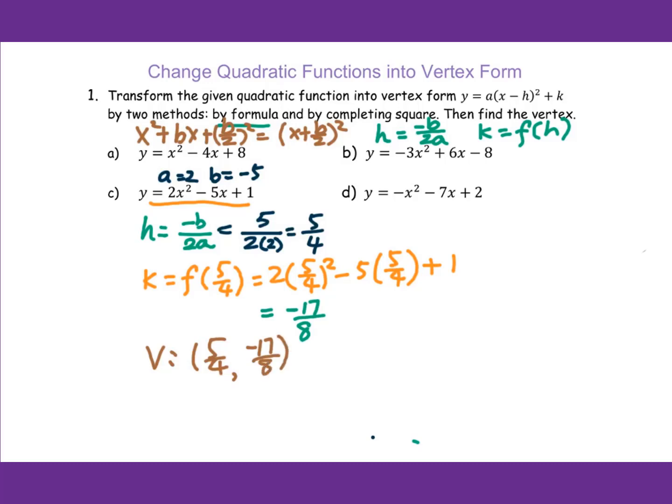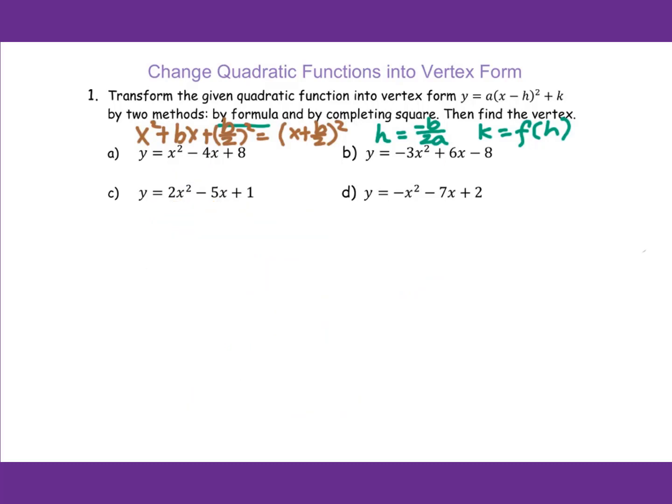We can write down the vertex form, that is y equals a, here's 2. So 2 times (x minus 5 over 4) squared minus 17 over 8. Now let's do it in completing the square. You will get, take out 2 first, x squared minus 5 over 2 x plus 1.